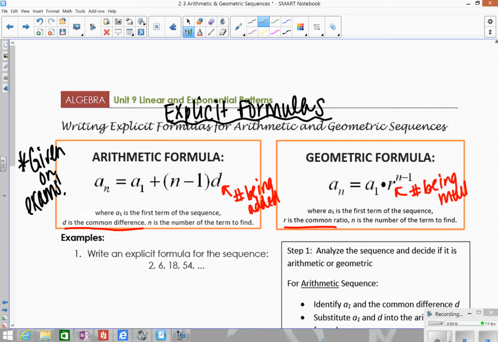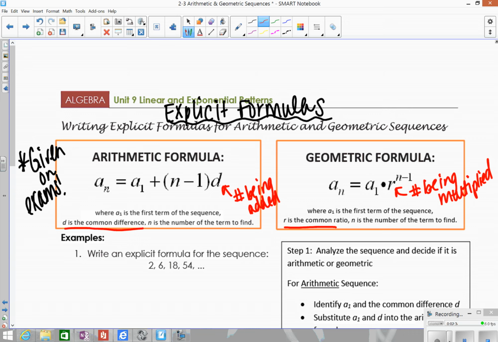In the end, in order to come up with your formula, you have to know two things for each situation. You have to know the first term and either the number that's being added or the number that's being multiplied. Remember, when I say the number being added, I also mean adding negatives, which will look like subtracting. And if I'm dividing by something like 2, that's really like multiplying by 1/2. So just keep that in mind.